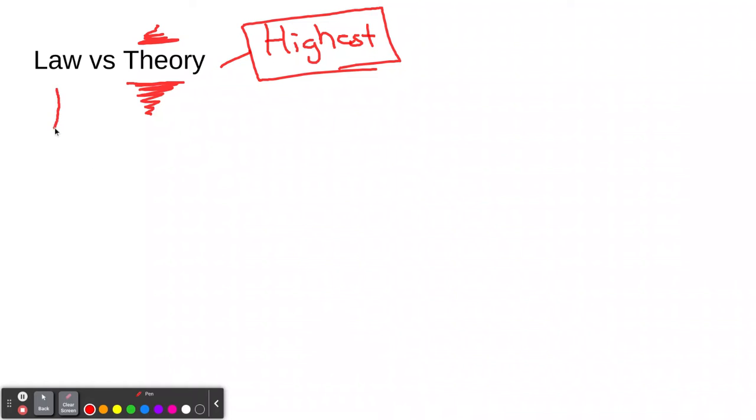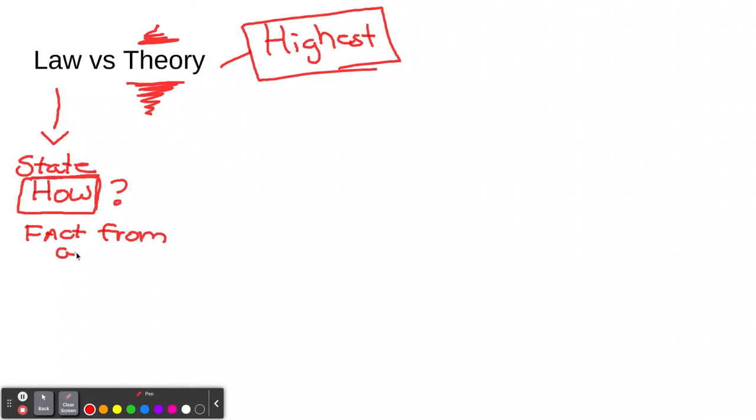A law will state how something happens. It's the word how. How does it happen? In other words, it's a fact from an observation. It's not really a how. Let's get rid of that how.